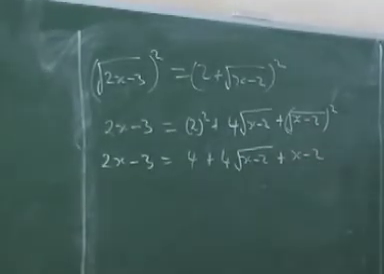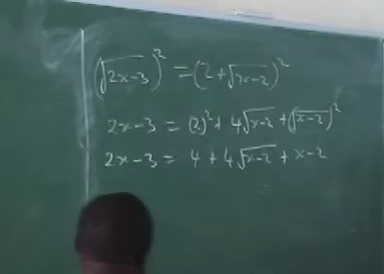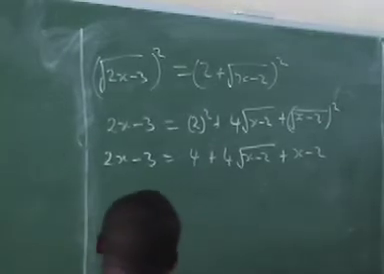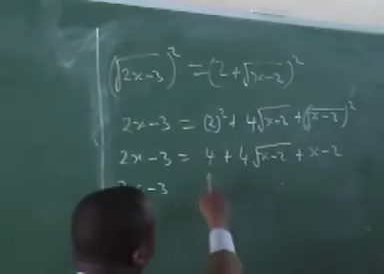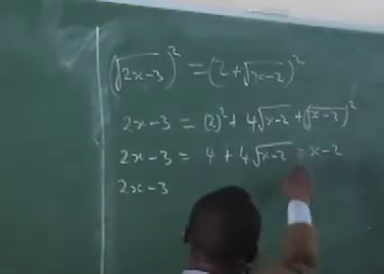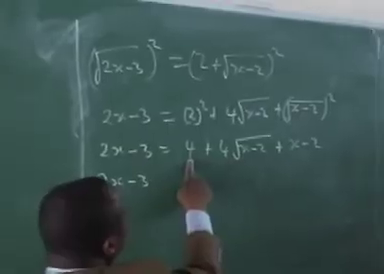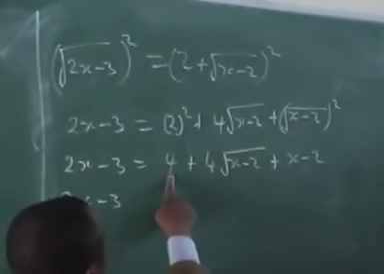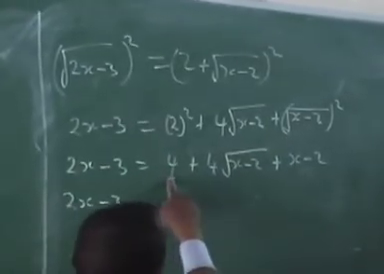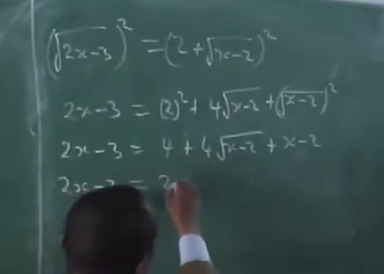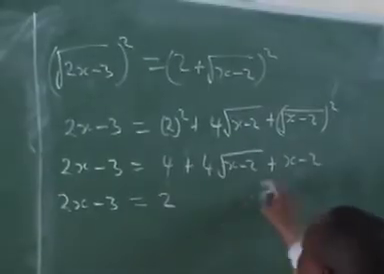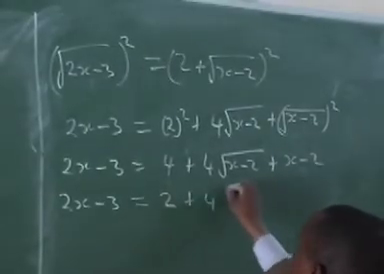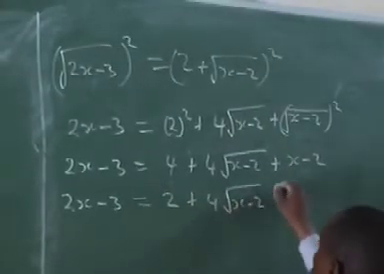Alright. Now, I can see the 2x minus 3 that I have here. Now for this one, see what I have, minus 2 and plus 4. So what I have here is 2. And then I have x here, standing alone.